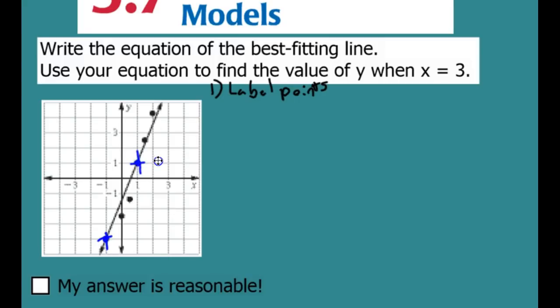This point right here is at point 1, 1. This point down here is at point -1, down 1, 2, 3, 4. So -1, -4.